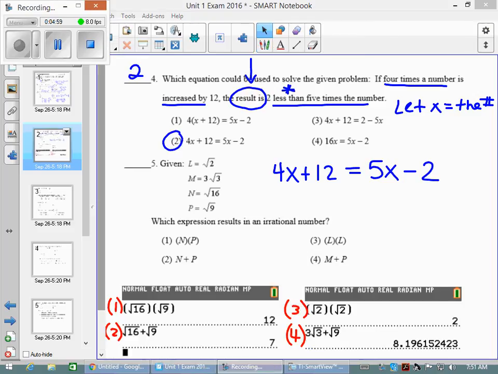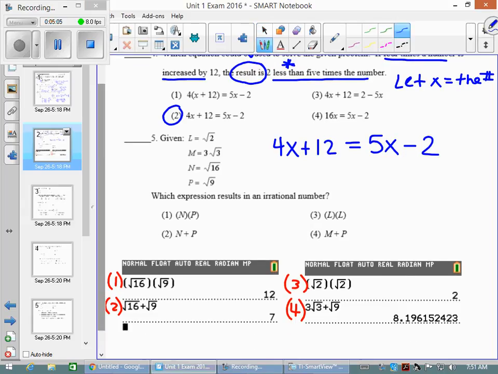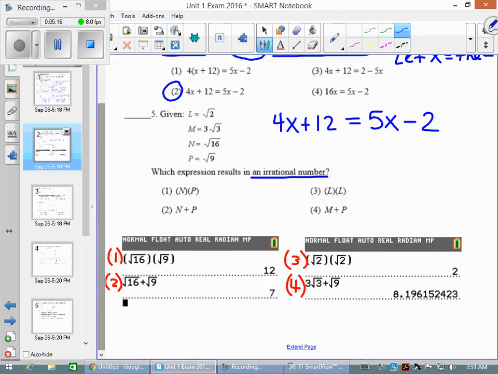Okay, for question number 5, I went ahead and typed some things in to help us out. So we were given 4 different numbers represented by L, M, N, and P, and we were asked which expression would result in an irrational number. So you'll notice there are 4 choices, and we have 4 calculator readouts. For choice 1, it said to take n times p. Well, n is the square root of 16, p is the square root of 9. If you notice down here, if we multiply n times p, we get 12. 12 is rational, it's an integer, so that would not be our choice.